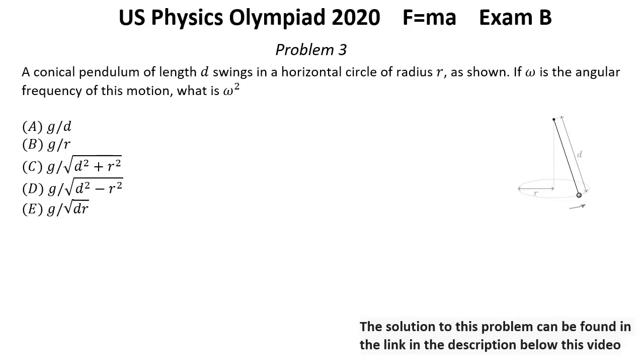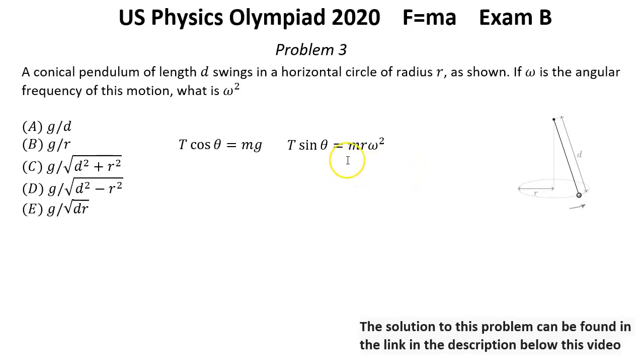Let's write the equations for this motion in the vertical and horizontal directions. Suppose that the tension in this pendulum is T. In the vertical direction we have the equation T multiplied by cosine theta equals mg, where angle theta is the angle between the pendulum and the vertical. In the horizontal direction we have tension multiplied by sine theta equals the centripetal force due to rotational motion, which is m r omega squared.